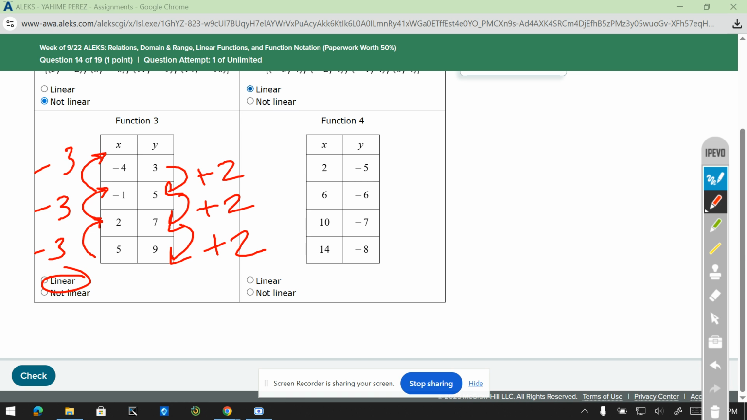And last one, 2 to 6, that's adding 4. From 6 to 10, that's adding 4 as well. From 10 to 14, that is adding 4. Lastly, we got from -5 to -6, that's going down by 1, and down by 1, but this one is also linear.